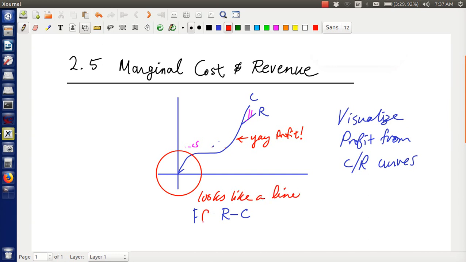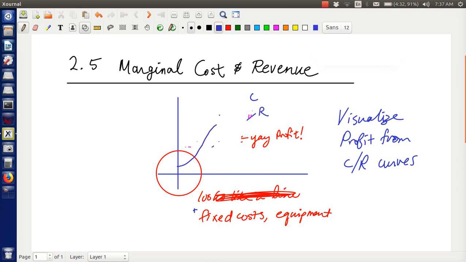and we have fixed costs. So really what should happen is this should come up maybe here, okay? Fixed costs, equipment. So it doesn't necessarily look like a line. I lied to you. So what I meant to do was maybe make the curve kind of more like, let me try to fix that. Okay, that's a little better. So the fact that we start above this is because we have fixed costs.